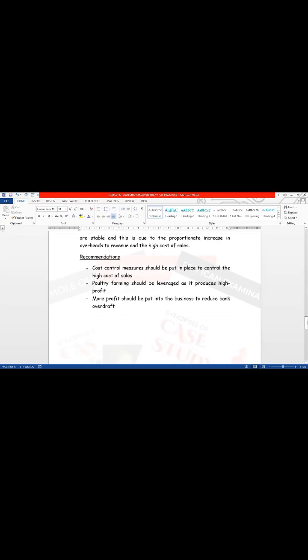Then you give your recommendations. Cost control techniques should be put in place to control the high cost of sales. You tell us poultry farming should be leveraged as it produces high profit. More profit should be put in the business to reduce bank overdraft. So you just recommend to them. And this conclusion and recommendation, I'm still going to summarize it when you get to the executive summary.